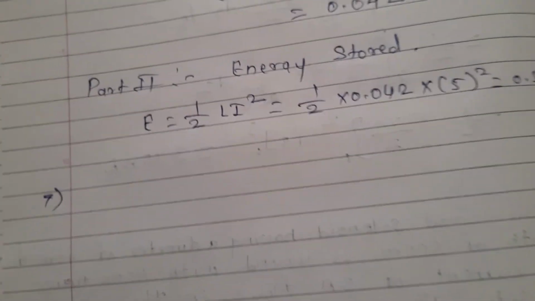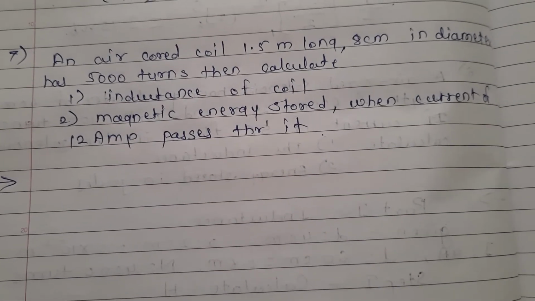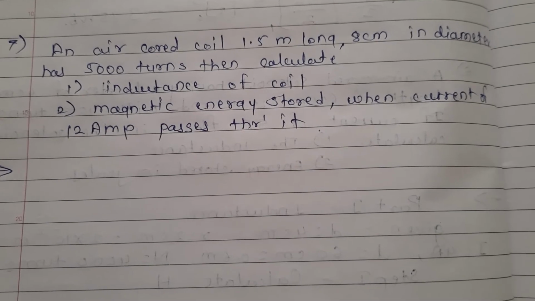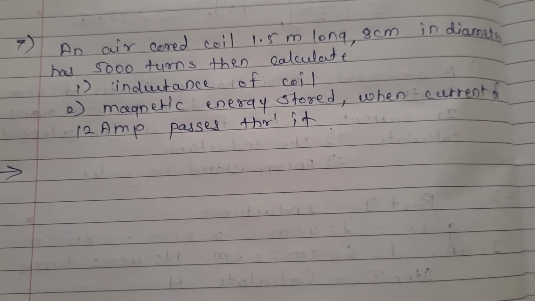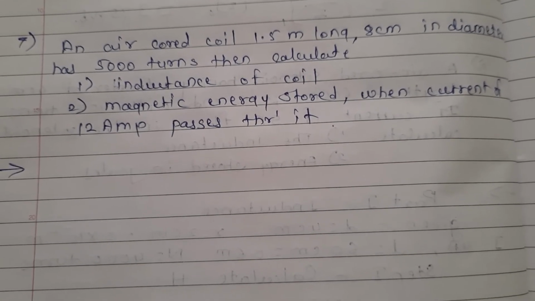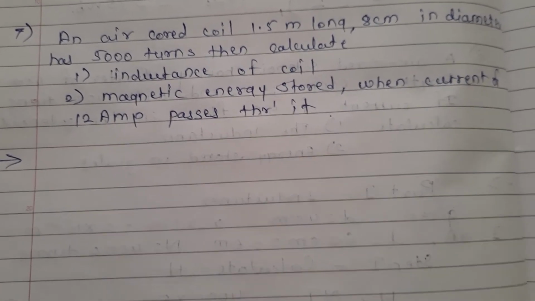The next problem, an air core coil 1.5 meter long, 8 cm in diameter, has 5000 turns. Then calculate inductance of the coil and magnetic energy stored when the current of 12 ampere passes through it.